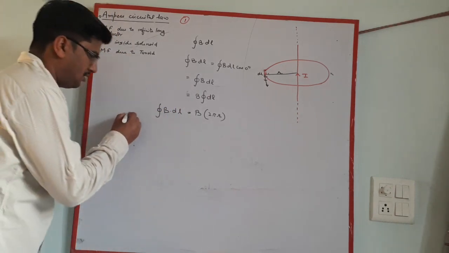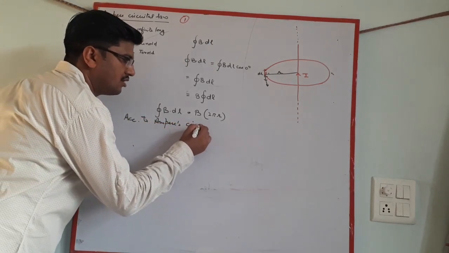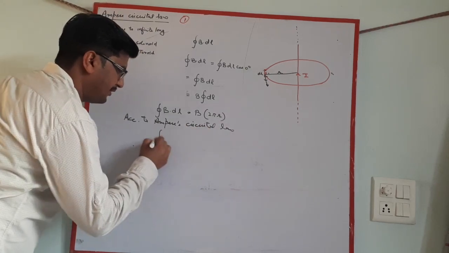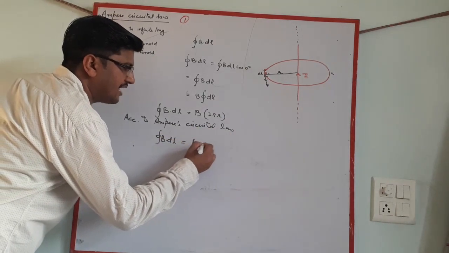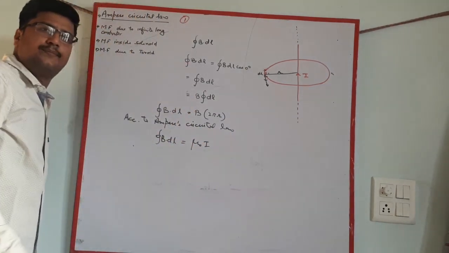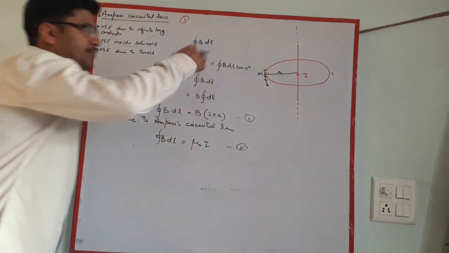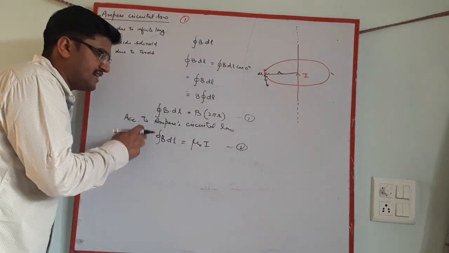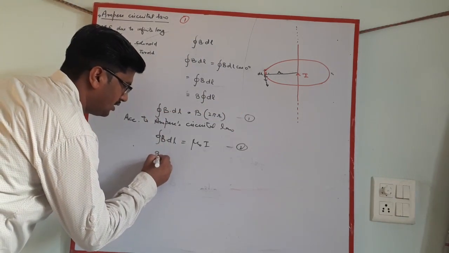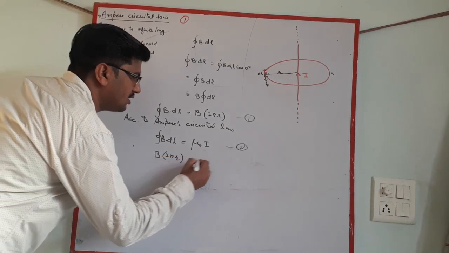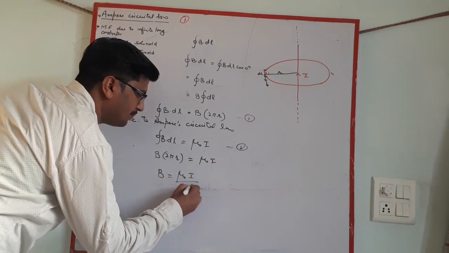According to Ampere's circuital law, the integral of B dot dl should be equal to mu naught times the current I flowing through the loop. Comparing these 1 and 2, they represent the same thing. Same loop is there, same distance is there. They both represent the same thing by different formulas. Comparing these two, B into 2 pi r is equal to mu naught times I, and B is equal to mu naught times I upon 2 pi r.